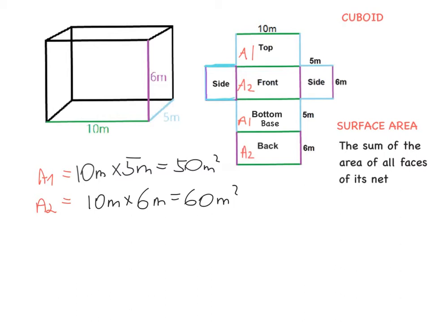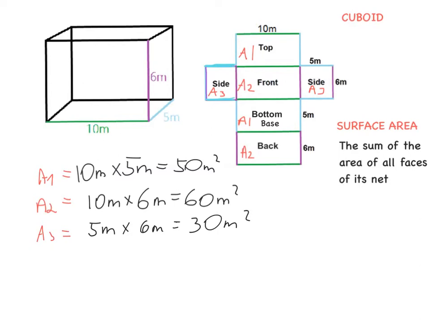And the last one, we need to find what's the area of the side. So let's name it A3, and this is A3 as well. So we have one face in here and the other face in here. They're exactly the same, so area is exactly the same, and this is 5 multiplied by 6. So A3 is 5 multiplied by 6, and this is 30 meters squared. Okay, so we know what is the area of every single rectangle, every single wall or face.